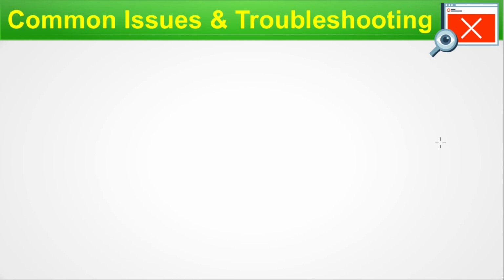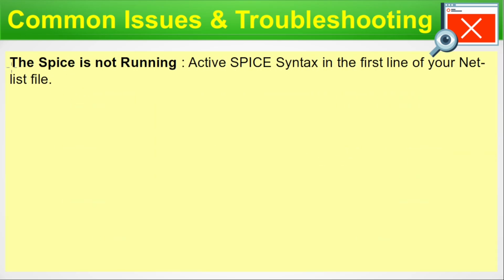So here in this slide, we'll talk about them, and you will have a mapping of what to do when. So let's start. First one, the SPICE is not running. The reason is active SPICE syntax in the first line of your netlist file.